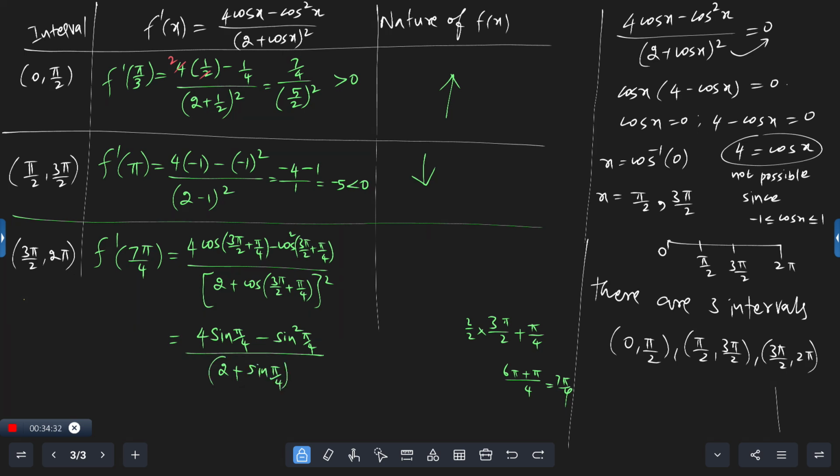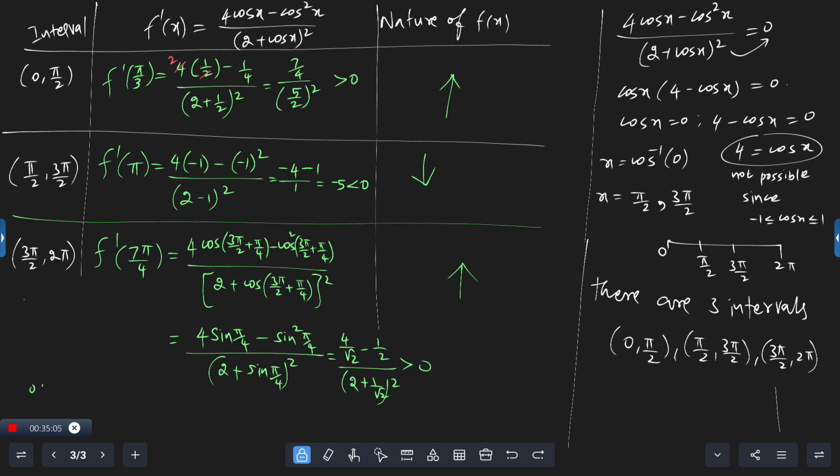The whole square. Now you apply it. Cos pi by 4 is 1 by root 2. So that is 4 divided by root 2 minus 1 divided by 2, whole divided by 2 plus 1 by root 2, whole square. See, this is a small number, half, and here we have 4 by root 2. Anyway, when you subtract, that will be greater than 0. Greater than 0, what is the meaning? Increasing. So it is increasing at the first interval and second interval, decreasing at one interval.